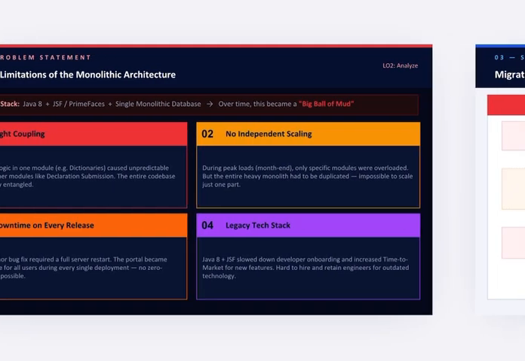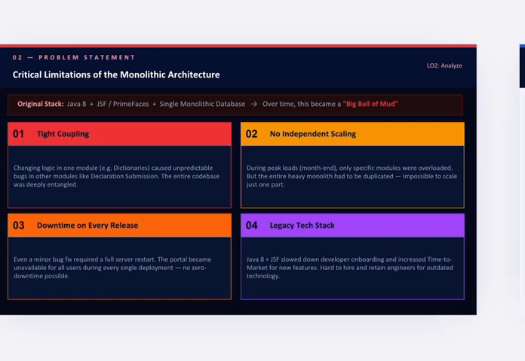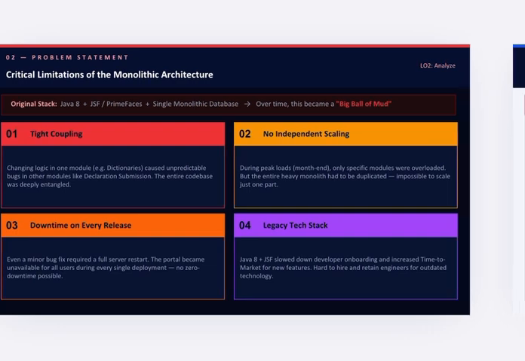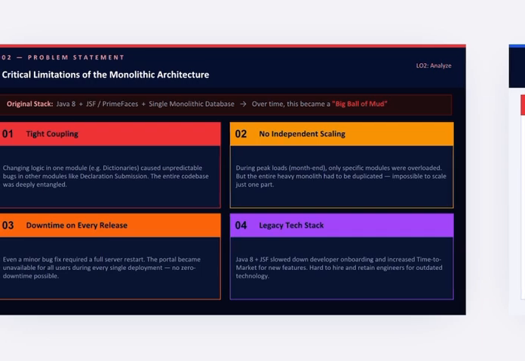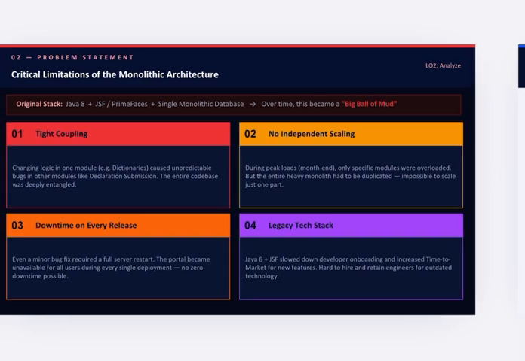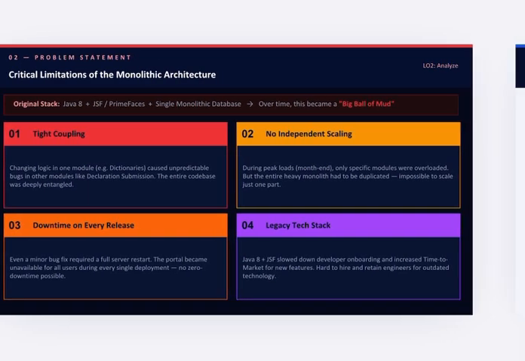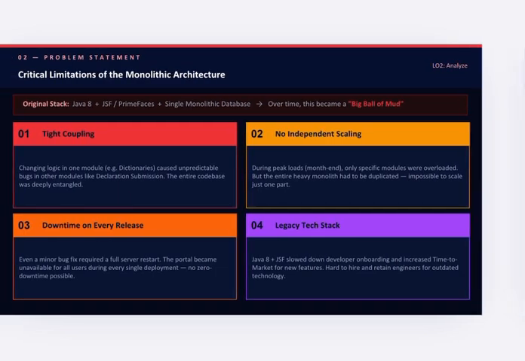Second, no independent scaling. High-load modules could not be scaled separately. And third, downtime during releases. Even small updates required stopping the entire system. Fourth, outdated technology stack, development slowed down and hiring became more difficult. For for this limitation made architectural change necessary.